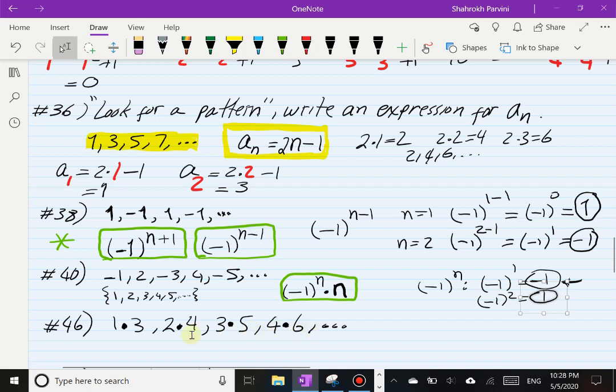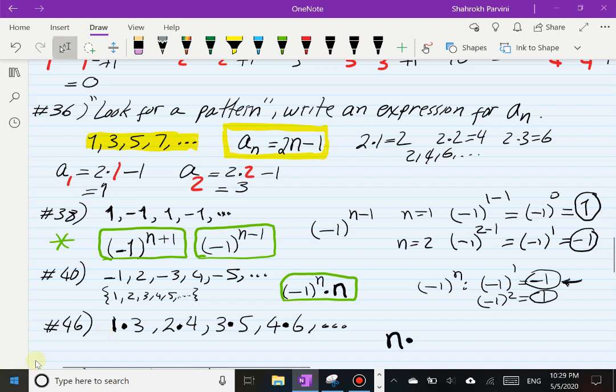4 and 6. Now, again, you might want to pause the lecture and see if you can actually come up with your own pattern and write it out and see if it is what we're going to get in a minute. So, the fact that I have 1, 2, 3, 4, that means I have some kind of n in here, right? So, I'm just going to put n here, times.